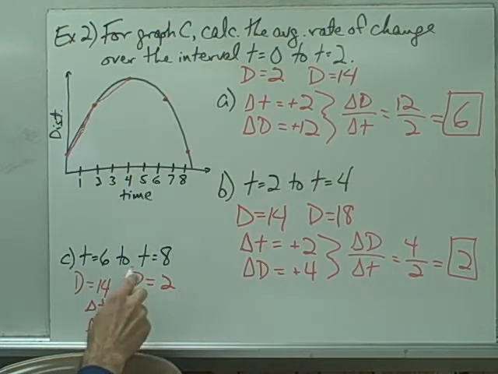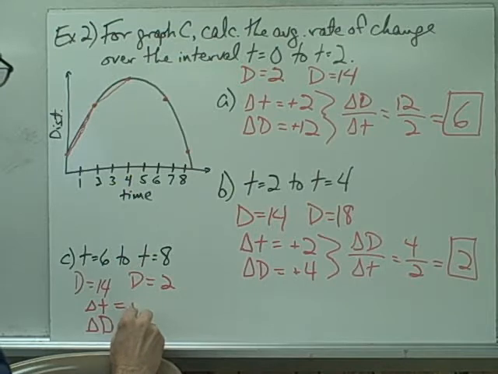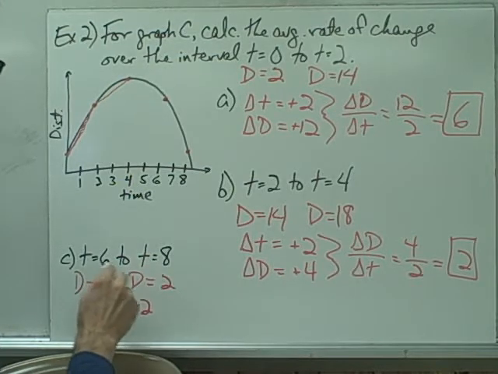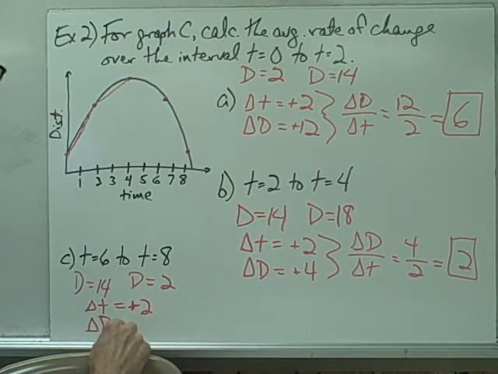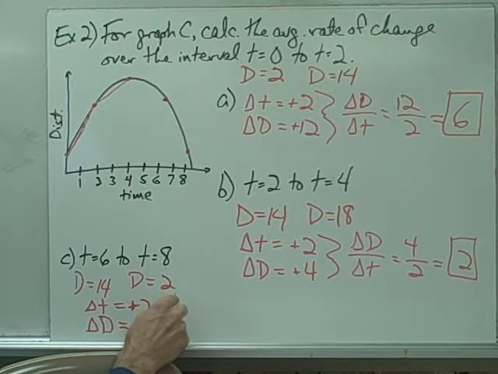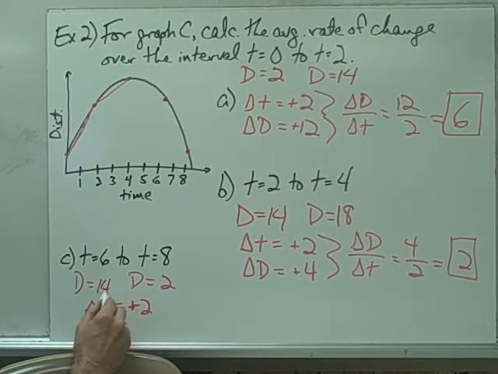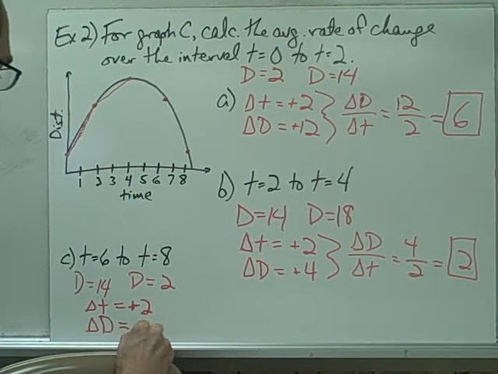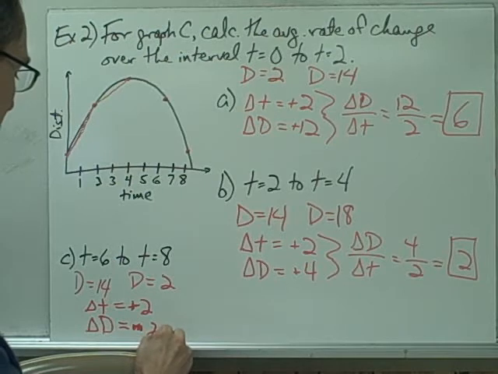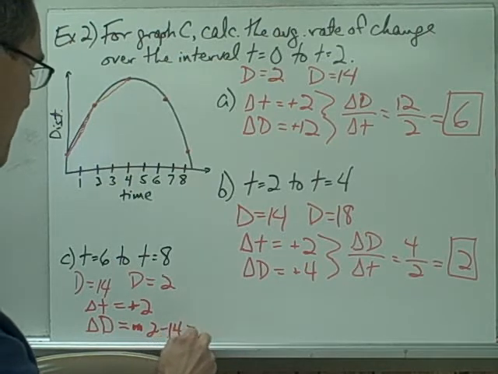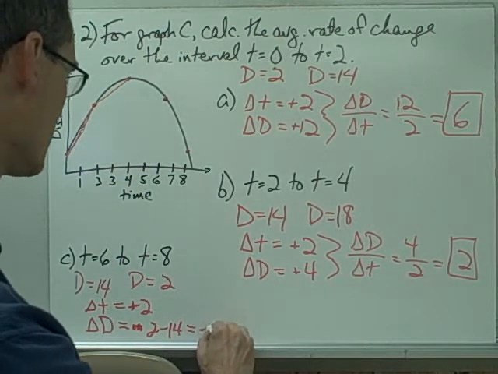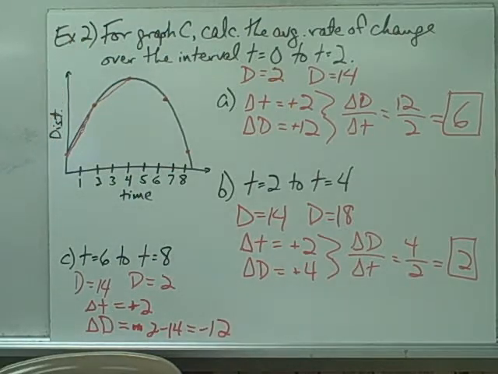So my delta t value, going from 6 to 8, is positive 2. The change in t, going from 6 to 8, is a change of 2. My change in d, going from 14 to 2, now notice that I'm starting at 14 and going to 2, so my change in d is actually going to be a negative value. That is 2 minus 14. My delta d value is going to be negative 12.